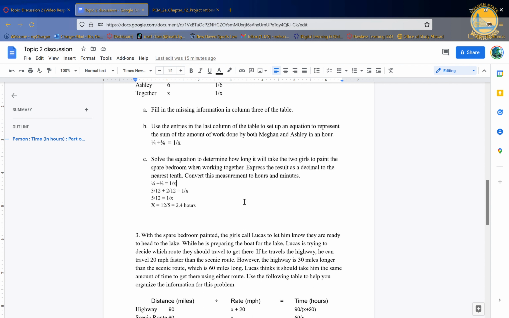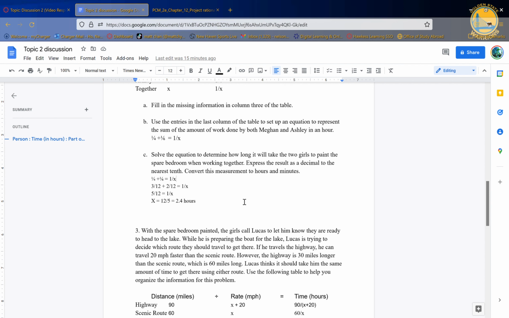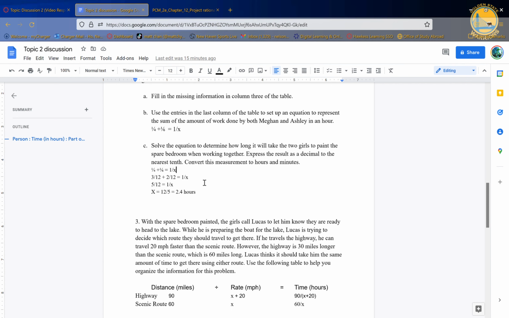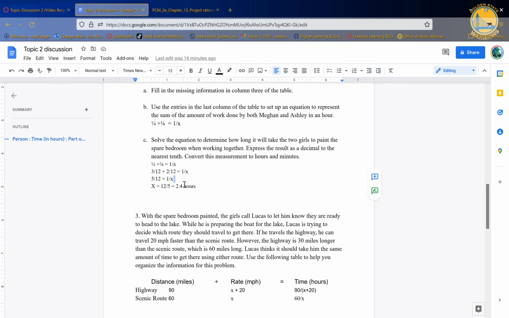Okay, so from here, 1 over 4 plus 1 over 6 equals 1 over x. That's the equation we're given. To make sure that we can add those 1 over 4 and 1 over 6 together, we need to find the least common denominator, which would be 12, because 3 times 4 is 12, and 6 times 2 is 12. So for 1 over 4, it would be 3 over 12, and 1 over 6 would become 2 over 12. And if we add those together, it becomes 5 over 12 equals 1 over x.